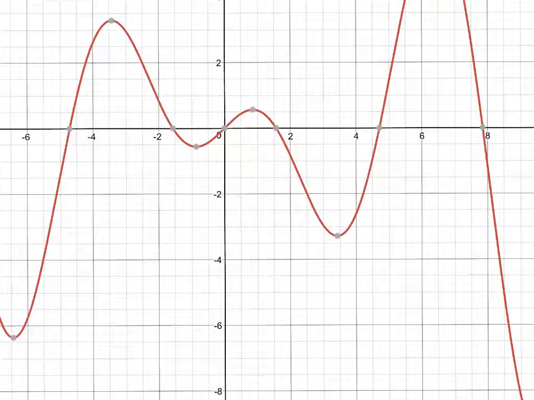Obviously, my graph is not labeled in terms of pi, but let's see here. 3 is right here, so 3.14 is going to be somewhere around here. And by the way, this is good evidence of the limitations that we've got. Okay. And then here's -3. -3.14 is going to be somewhere around here.